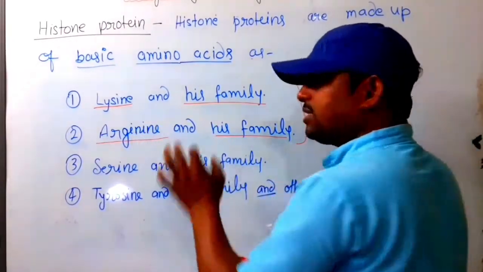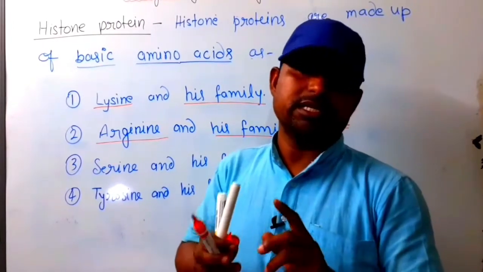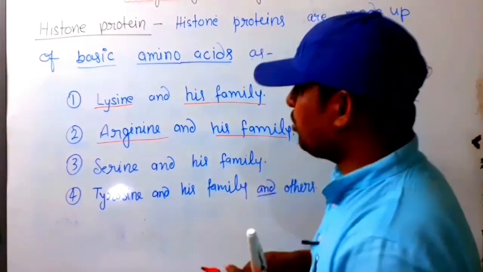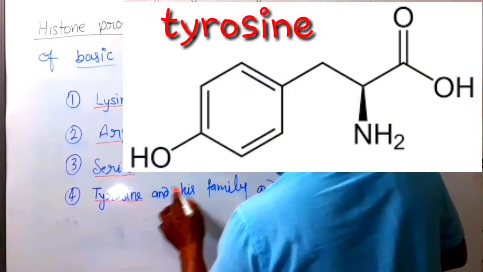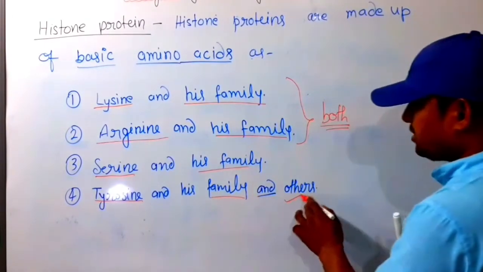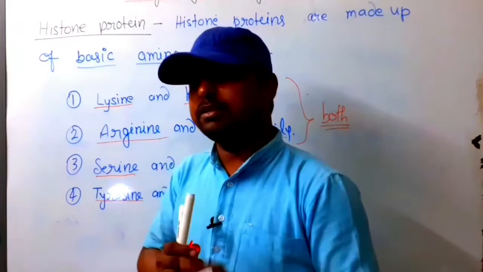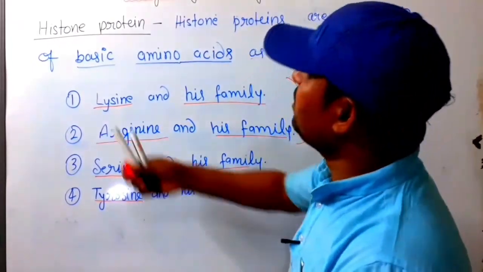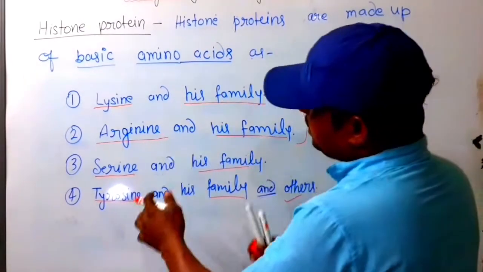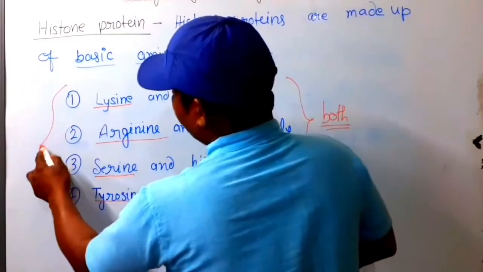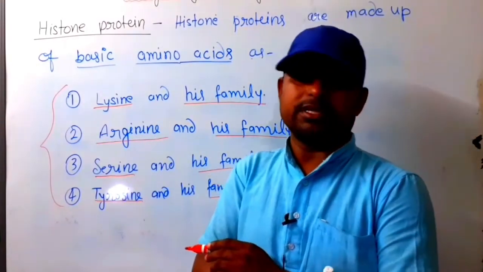What are amino acids? It is part of chemistry; you just study the chemistry parts. Serine and its family, tyrosine and its family, and some other amino acids also participate in making up the histone protein. So we understand these 4 types of amino acids.